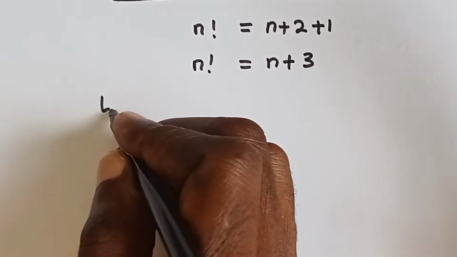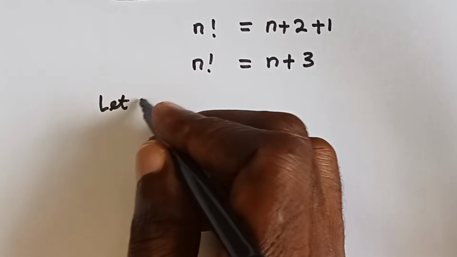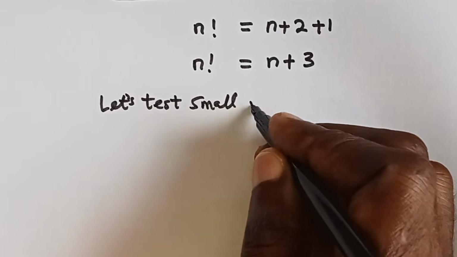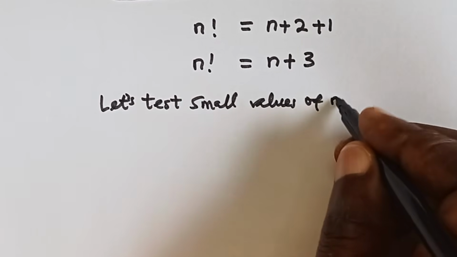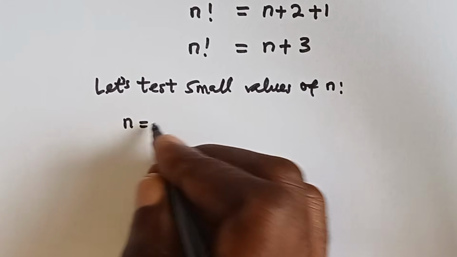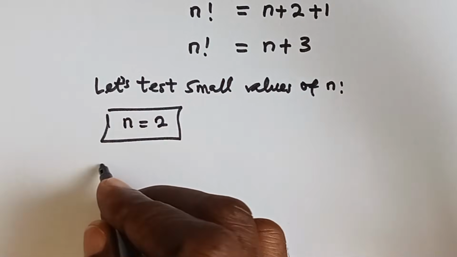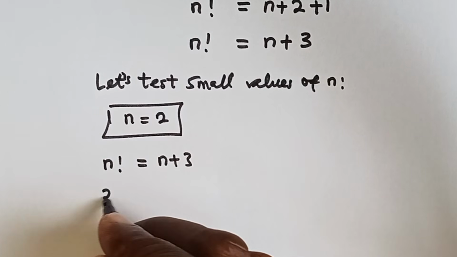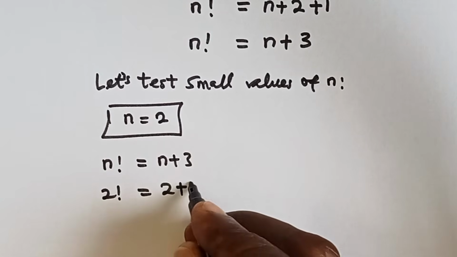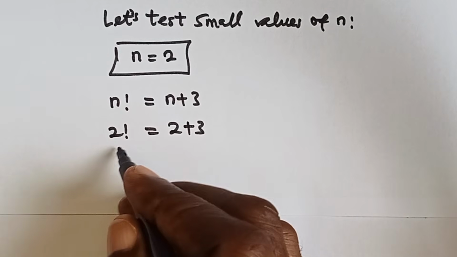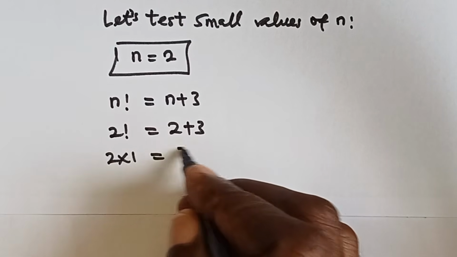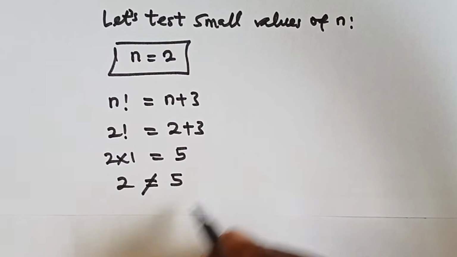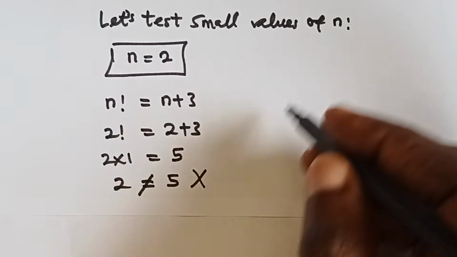Now let's test small values of n. So let's say n equals 2, then we write n factorial equals n plus 3. So if n equals 2, we have 2 factorial equals 2 plus 3. What is 2 factorial? 2 factorial is 2 times 1, which is 2, and this is 5. So we have 2 and 5. So 2 is not equal to 5. This is not valid.